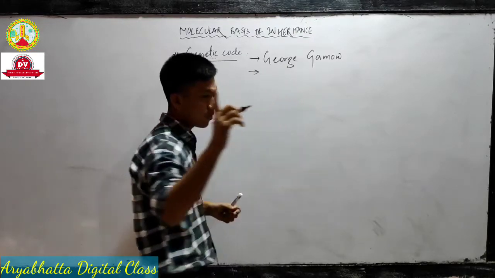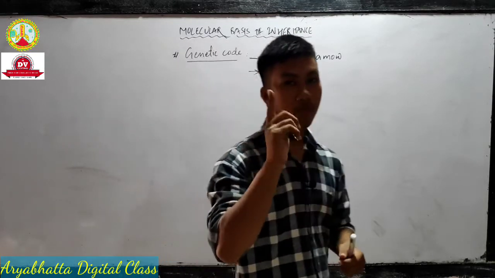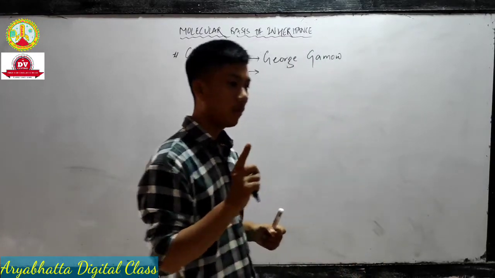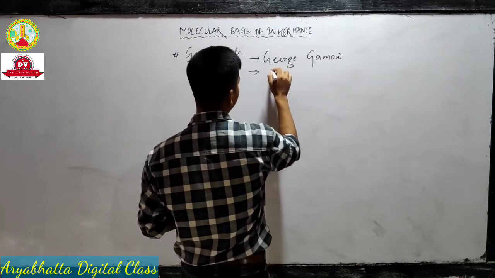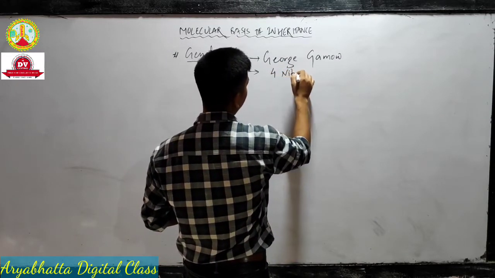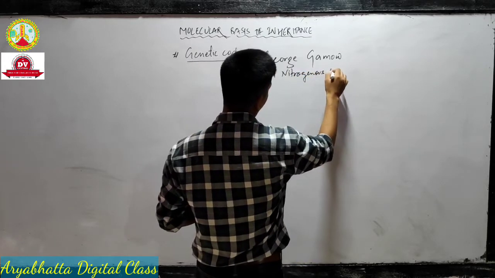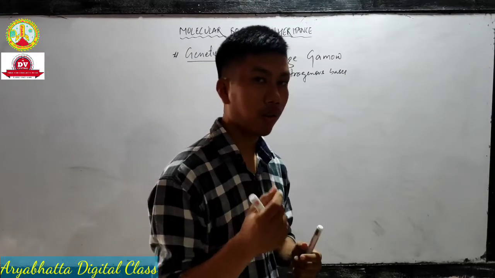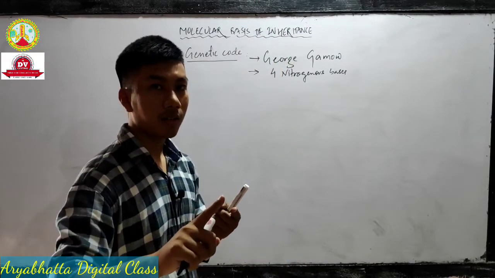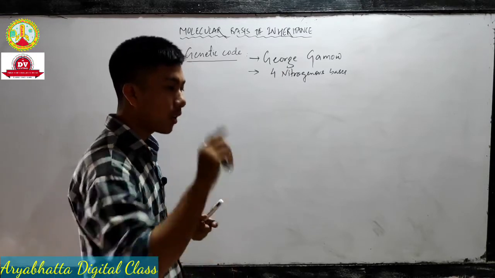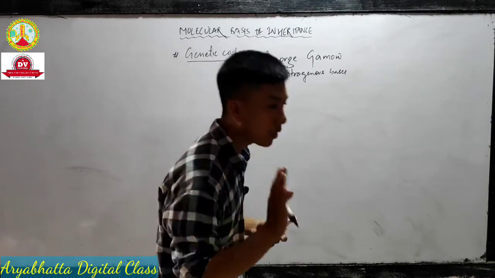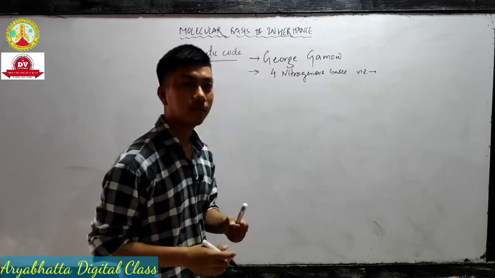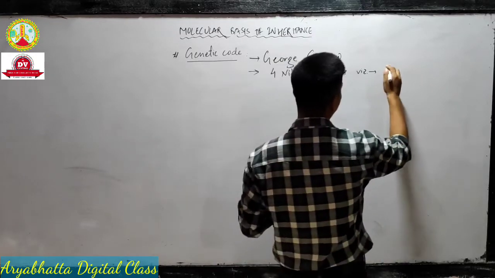Next, there are 4 nitrogenous bases which make a genetic code. 4 nitrogenous bases are responsible for genetic code. You write a complete sentence in your own language. There are 4 nitrogenous bases which make a genetic code. They are namely, in short form, bases.